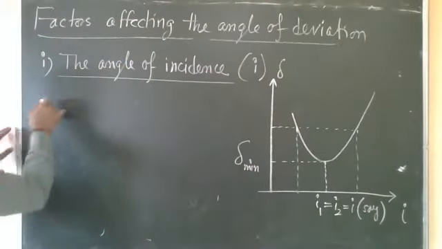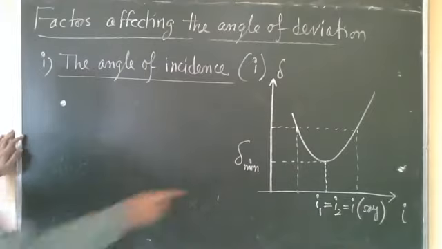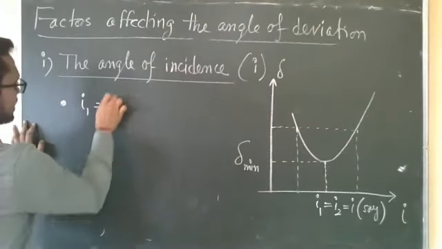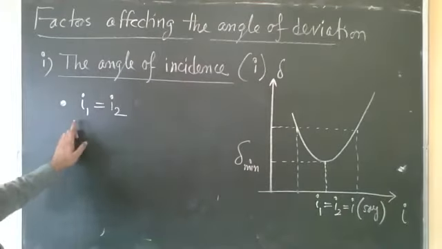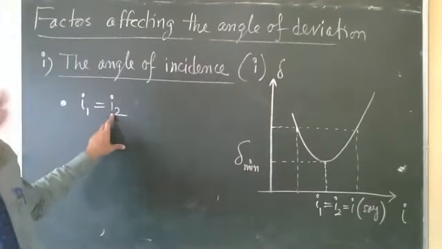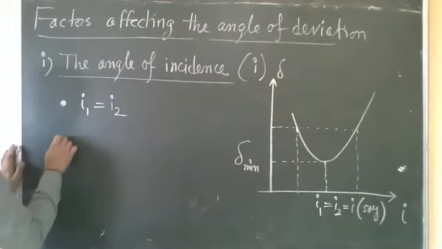So we know the two conditions for delta minimum, minimum deviation. First condition, you can see from the graph that I1 equals I2. The angle of incidence at the first surface is equal to the angle of incidence at the second surface, or you can say the angle of emergence. They will be equal at minimum deviation.